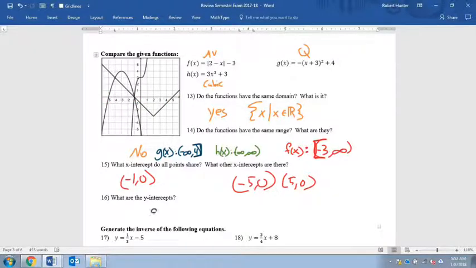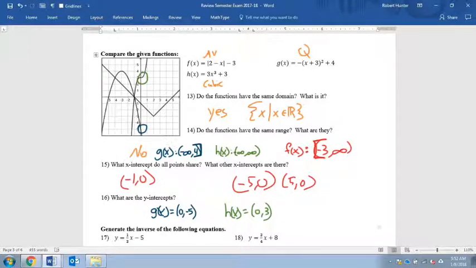So g of x, remember that's the, ooh, I erased it. That's the quadratic. g of x is the quadratic. The quadratic crosses right there at negative 5, so 0, negative 5. h of x, I'll do that in green again. h of x is the cubic. So it crosses right there at 3. It has an inflection point at 3. h of x is at 0, 3.